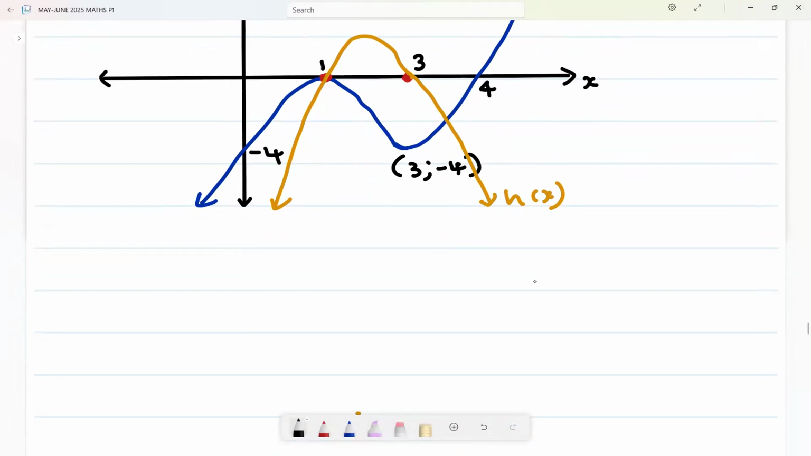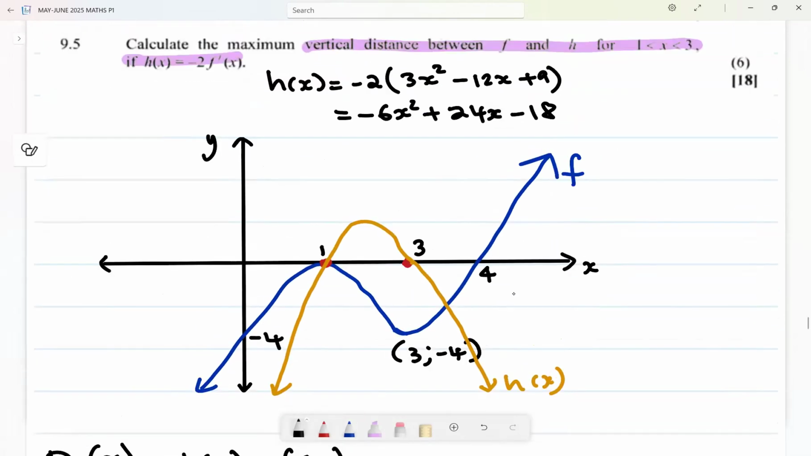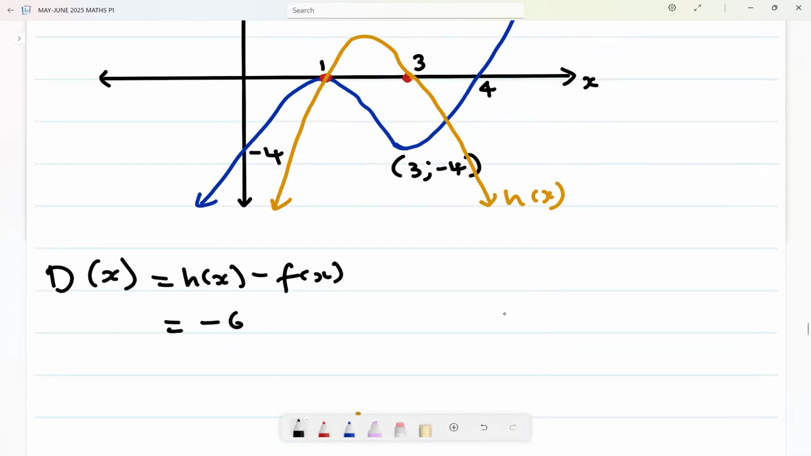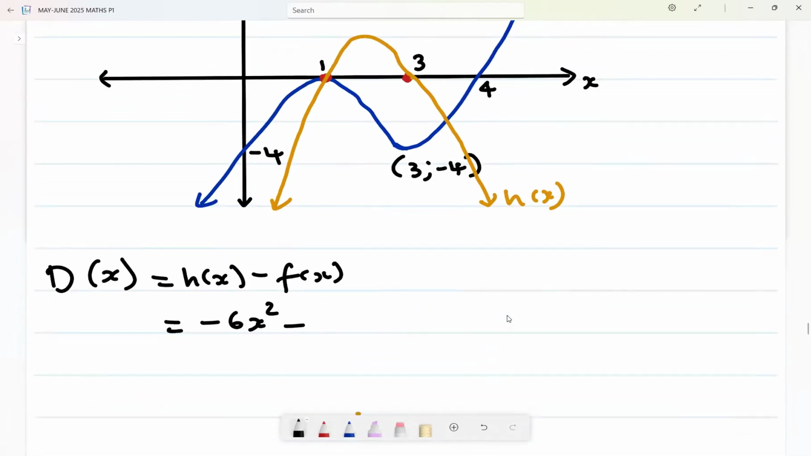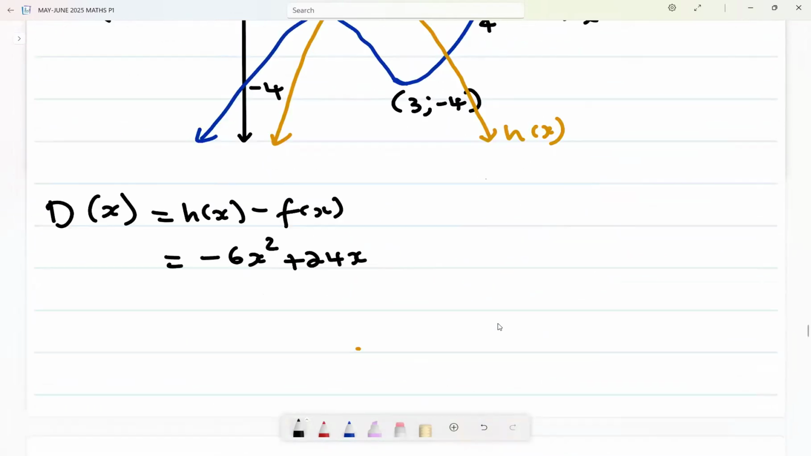So remember, this one is at the top, this one is at the bottom. So the maximum distance is going to be distance with respect to x. I can say distance with respect to x is going to be h of x minus f of x. What is h of x? H of x, we just saw, is negative 6x squared plus 24x minus 18.